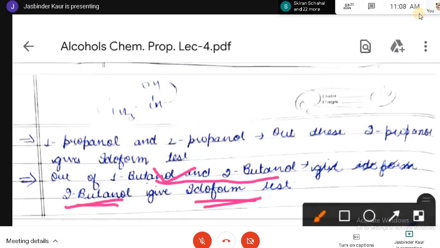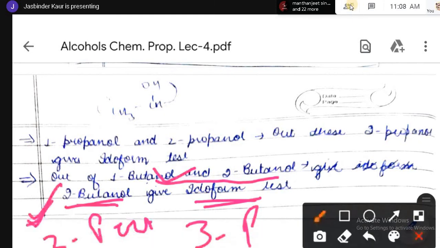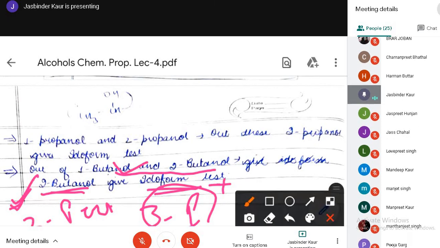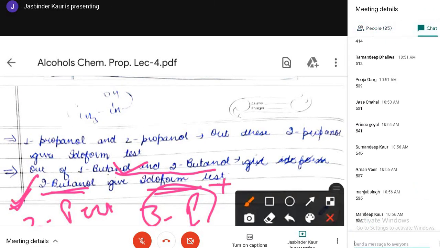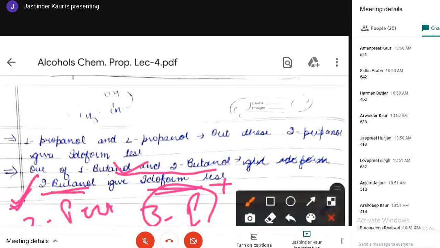And similarly, if we take 2-pentanol and 3-pentanol, 2-pentanol will give the iodoform test, and 3-pentanol will not give the iodoform test. So we can distinguish between primary, secondary, tertiary alcohols, and also between two ketones by the iodoform test. So the iodoform test is very important to distinguish and to describe briefly.